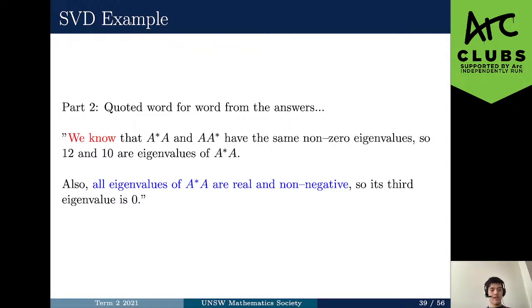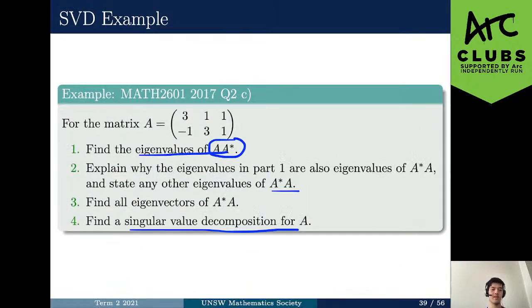And so what we said above is that A star A and A A star have the same non-zero eigenvalues. So if 12 and 10 are the eigenvalues of A A star, then they're also the eigenvalues of A star A. And we know that A star A is a 3x3 matrix, so the other eigenvalue would just be 0. That's the last eigenvalue. So why did the question do this? It's just easier to calculate the eigenvalues for A A star and then just transfer them over to A star A. But ultimately, we care about A star A, because that's required for the singular value decomposition.